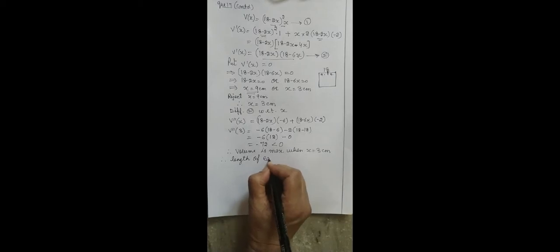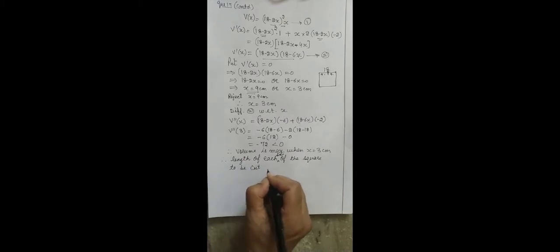Now what they demanded in the question is to find the length of each square to be cut off. So therefore the length of each side of the square to be cut off is 3 centimeter.